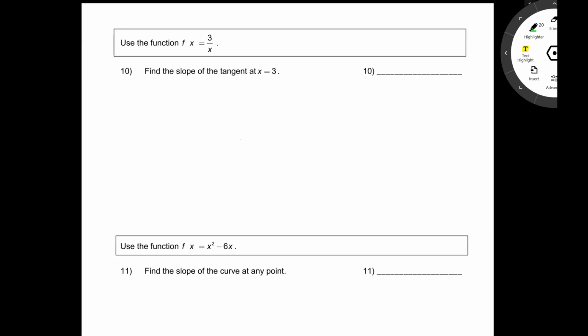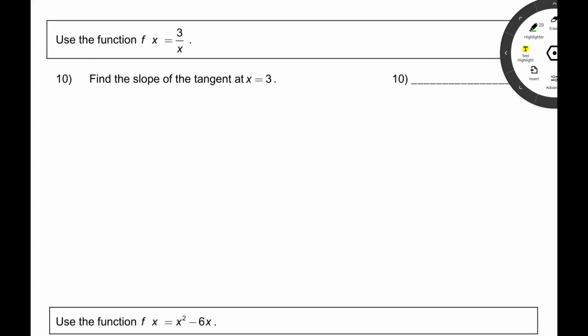Alright, it's the last page. Use this function, find the slope of the tangent at 3. So we're looking for the slope of the tangent. This is very similar to a problem before, so I'm just going to pause and write the solutions. Let me know if you have questions.